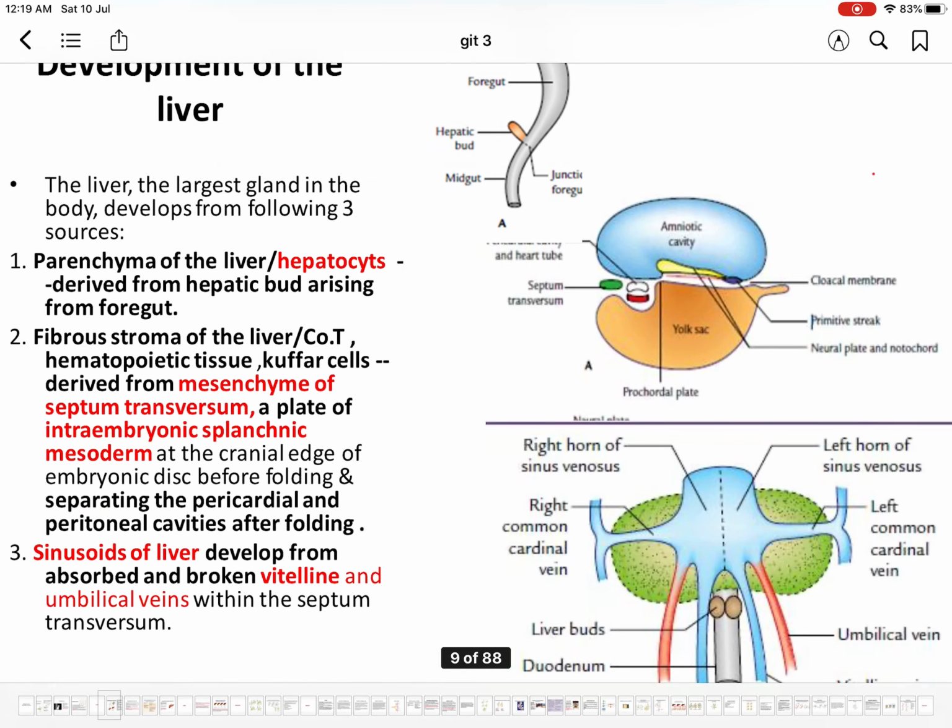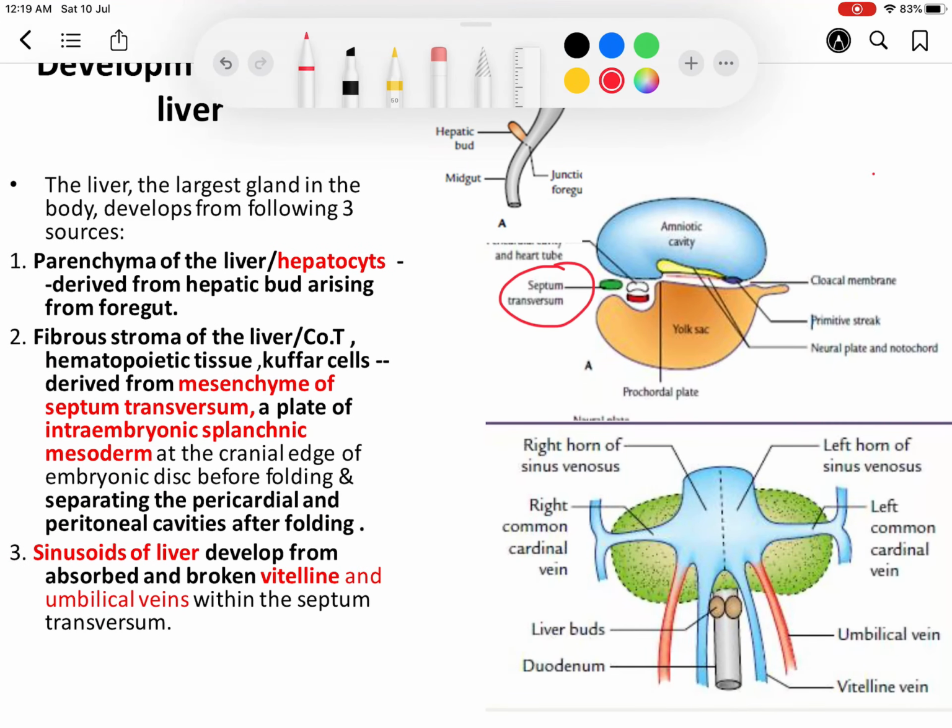Before folding, the septum transversum lies at the cranial end of the embryonic disc, and after folding it is shifted caudally and separates the pericardial cavity and the yolk stalk, or you can say the pericardial and peritoneal cavities are separated by the septum transversum.